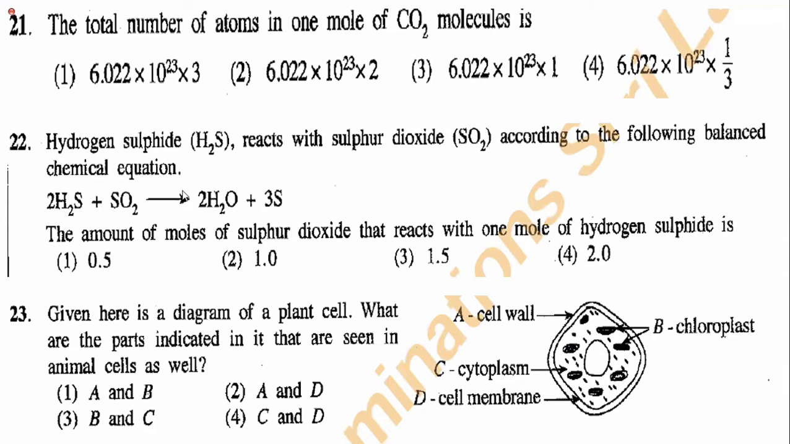Given here is a diagram of a plant cell. What are the parts indicated in it that are seen in animal cells as well?